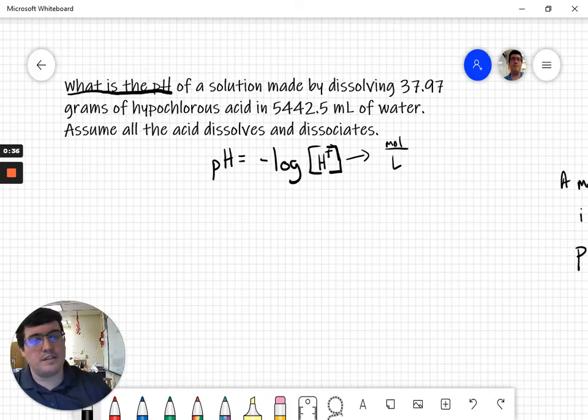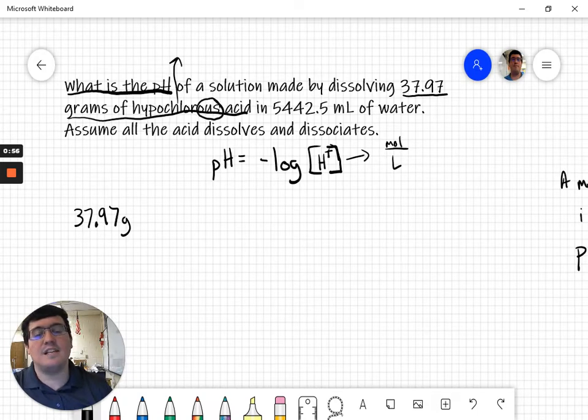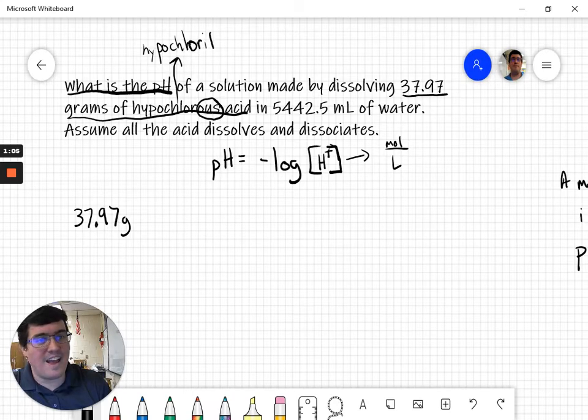So we go through this and we keep reading. We see 37.97 grams of hypochlorous acid. So I'm going to write down 37.97 grams of hypochlorous acid. So I need to figure out what hypochlorous acid is. I remember that "ous" used to be "ite". So when I see "ous", I know that used to be an "ite", chlorite, there we go, hypochlorite.